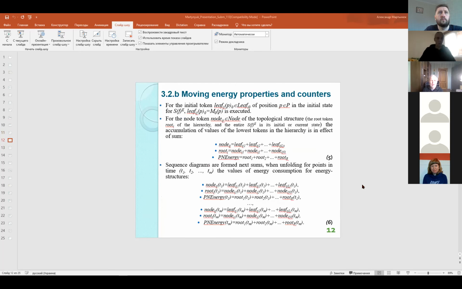For the initial token leaf of position in initial state for the Petri net, leaf 0 is executed. For the node token node of the topological structure, the accumulation of the value of the lowest token in the hierarchy is in effect of sum 5. Sequence diagrams are formed as the next sums when unfolding, for a point in time, the values of energy consumption for energy structures.